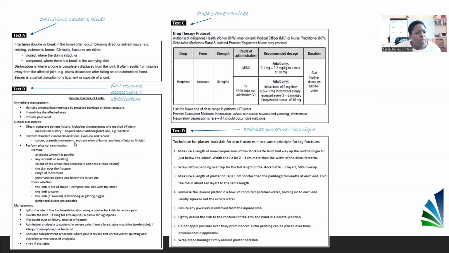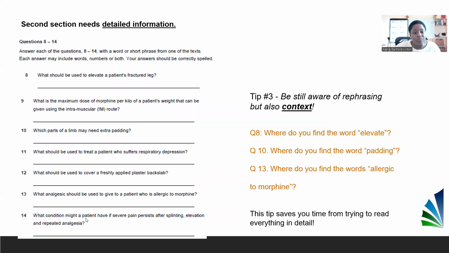No. Do they talk about it here? We see elevate the limb. And here's the thing about limb. Limb can be leg or arm, upper limb or lower limb. So this is fine. A sling for arm injuries, a pillow for leg injuries. Okay, so the answer here for question 8 is pillow.